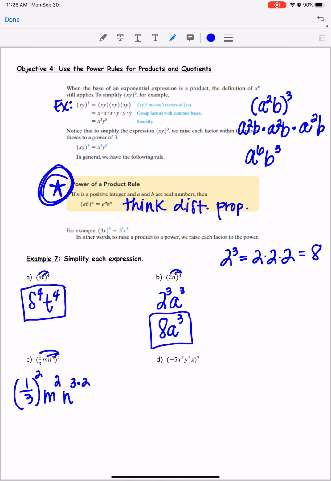1/3 squared, we've already did that on that first page. That was 1/3 times 1/3. 1 times 1 is 1. 3 times 3 is 9. So I get 1/9. Can't do anything with that m squared, so it comes down, and then 3 times 2 gives me n to the 6th.